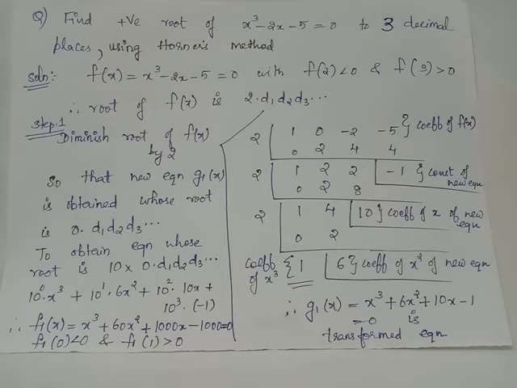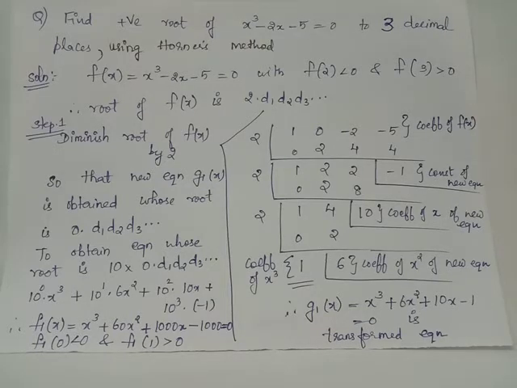Our objective is to find out the values d1, d2, d3, etc., which are digits that occur after the decimal point in the root of f of x. The first step will be to diminish the root of f of x by 2. For that, we have to collect the coefficients of f of x. Coefficient of x cube is 1, coefficient of x square is 0, coefficient of x is minus 2 and coefficient of x raised to 0, or the constant term, is minus 5. Using these coefficients, now we will diminish the roots by 2 by the synthetic division method.